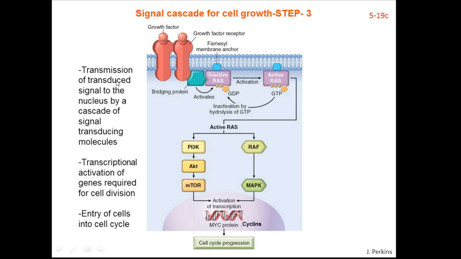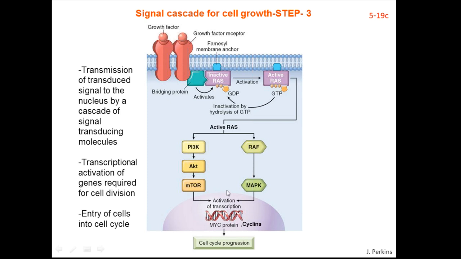What's happened here is transmission of the transduced signal to the nucleus by a cascade of signal transducing molecules. So active RAS, during the time it's active, opens up many different pathways of signal transduction, which eventually impact on the nucleus and activate transcription of genes that are required for cell division. These include proteins like PI3 kinase, AKT, mTOR, RAF, MAP kinase. There's no need for you to memorize these things, except to understand that the signal which started with the growth factor and receptor, went through RAS, has to be sent to the nucleus, and there are many steps in between.